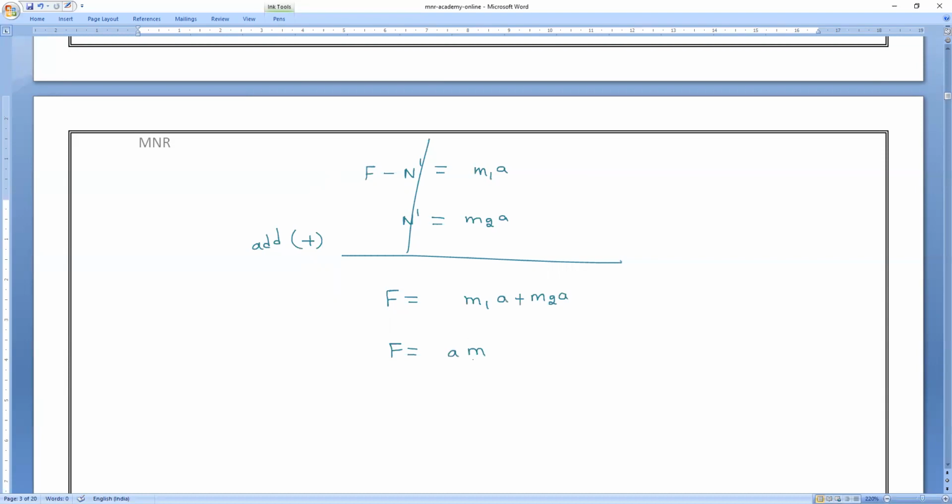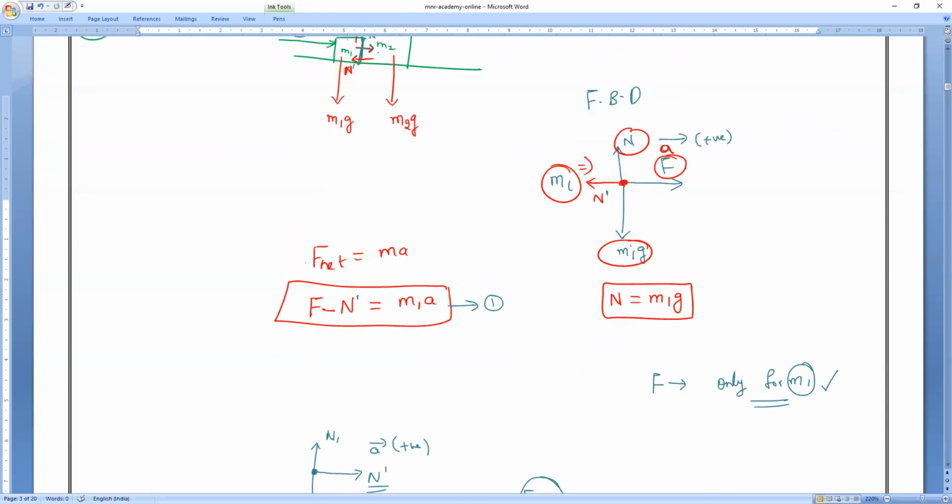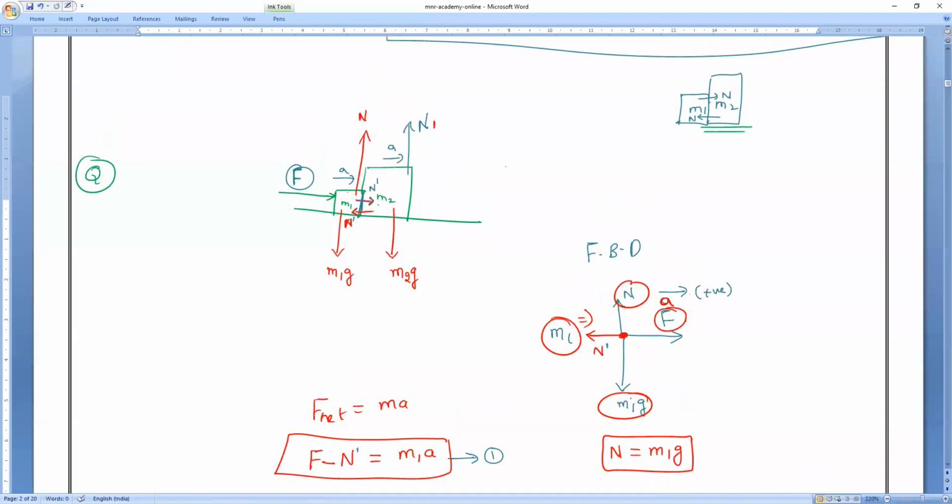So from that, A is equal to F divided by (M1 plus M2). This is the way we will find acceleration. Keep it in mind whenever you get future numericals. One question will be like deriving the formula, and one more example we will solve.